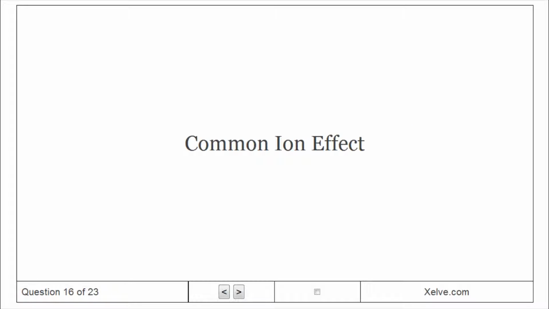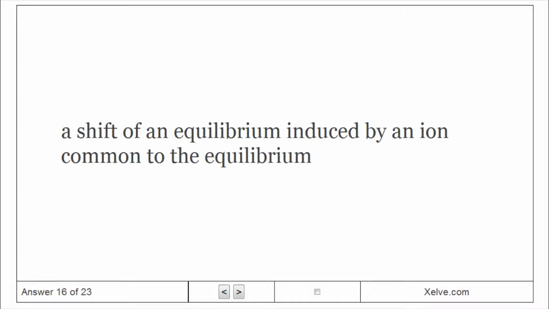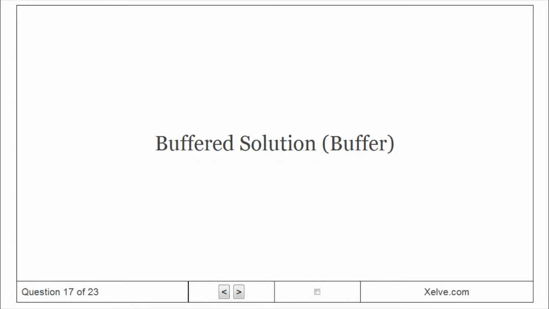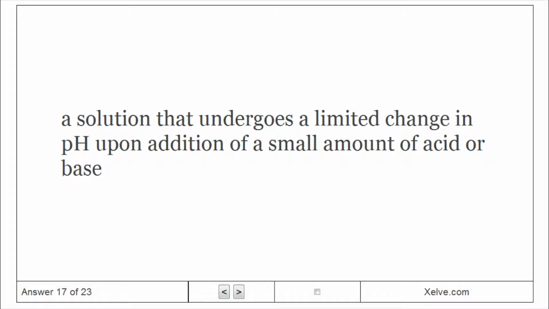Common ion effect. A shift of an equilibrium induced by an ion common to the equilibrium. Buffered solution. A solution that undergoes a limited change in pH upon addition of a small amount of acid or base.